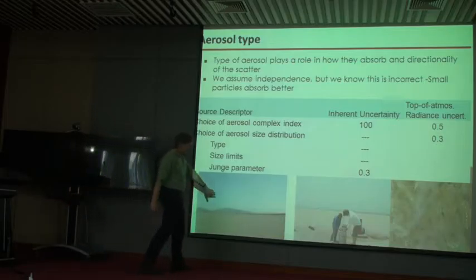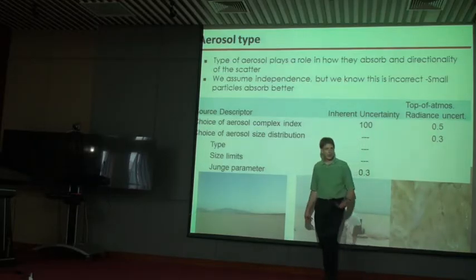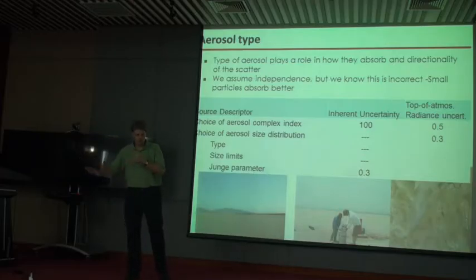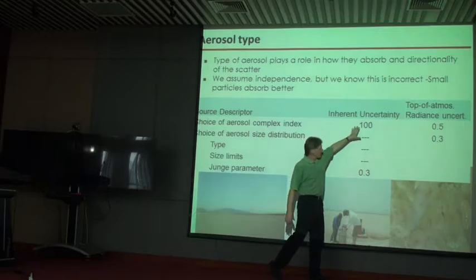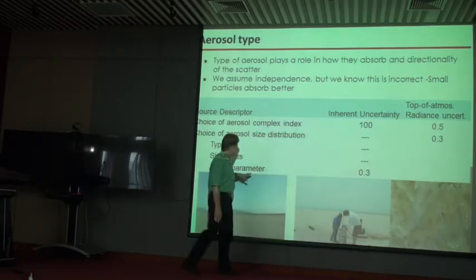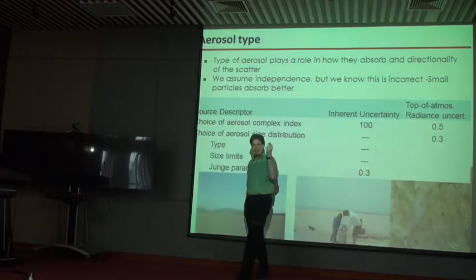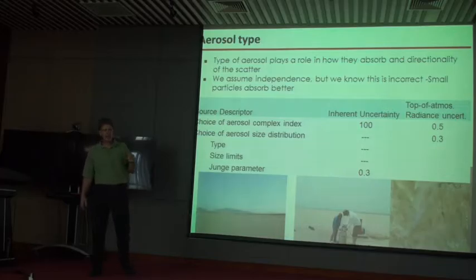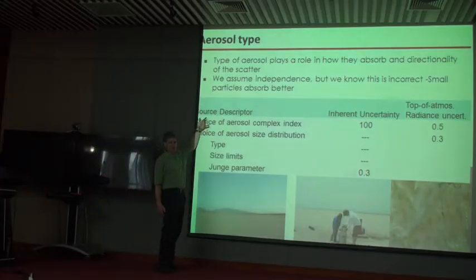So I take all of my pictures and I look at the imagery and I look at my Junge parameter and I look at those and I say, I'm just going to get rid of those dates. And so my assumption here, in terms of the complex index and in terms of the Junge parameter, is based on if I have a typical day at my test site, what type of uncertainty can I expect in the Junge parameter? And what kind of uncertainty can I expect in the aerosol complex index?